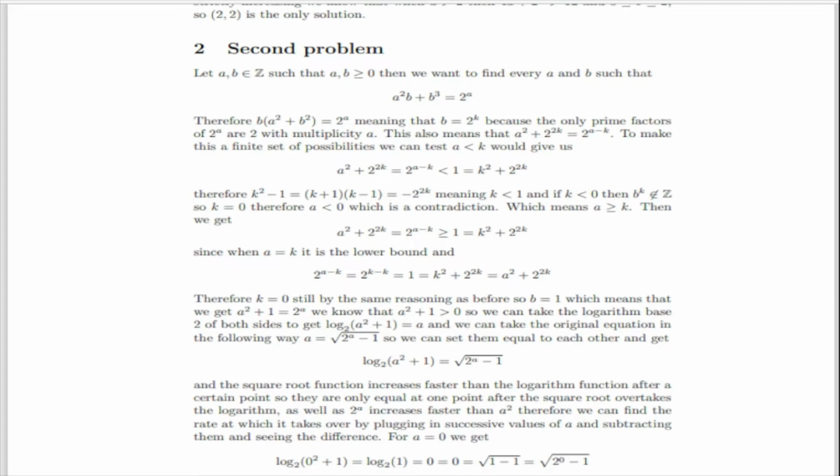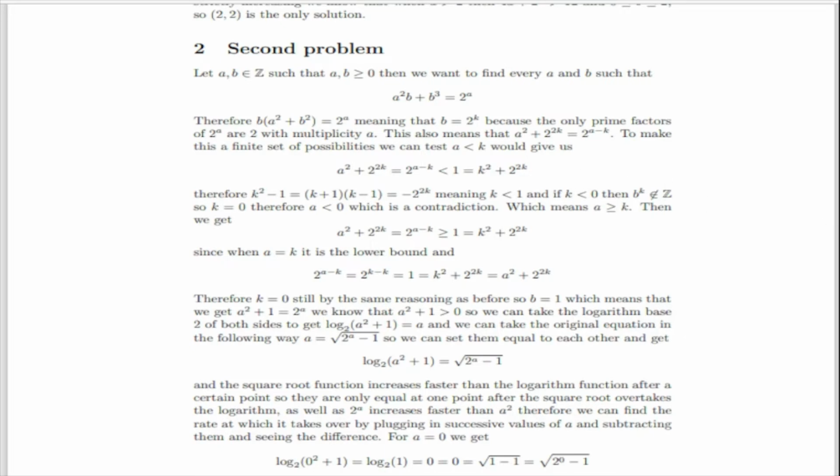To make this a finite set of possibilities, we can test a is less than k, which would give us the following. a squared plus 2 to the 2k equals 2 to the a minus k, which is less than 1, which is equal to k squared plus 2 to the 2k, which I'll explain in a few sentences. Therefore, we can rearrange the equations to get k squared minus 1 equals (k plus 1) times (k minus 1) by factoring, which equals negative 2 to the 2k. And that's just from rearranging this part right here. Meaning k is less than 1.